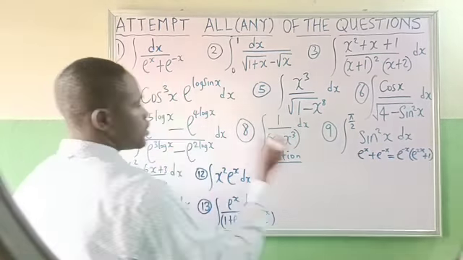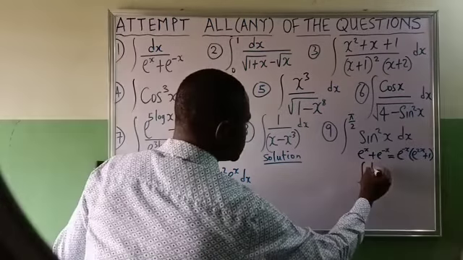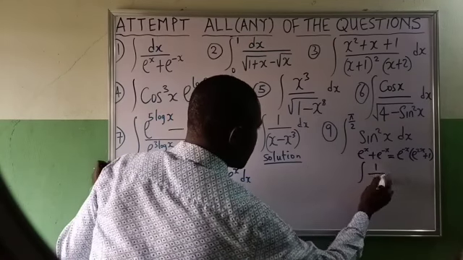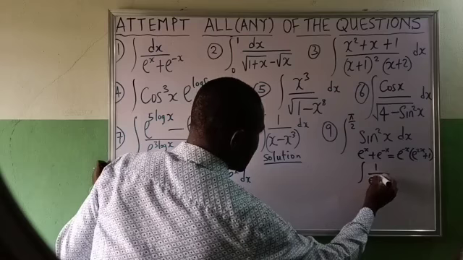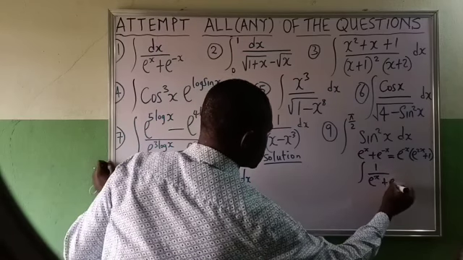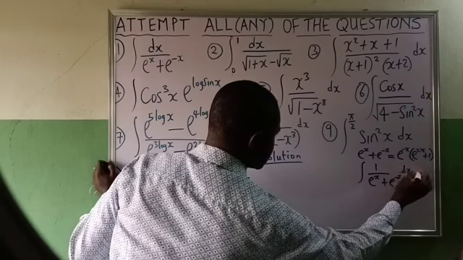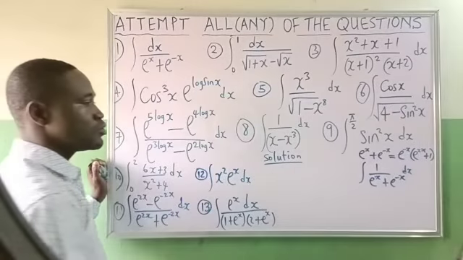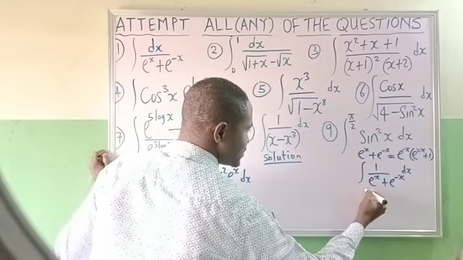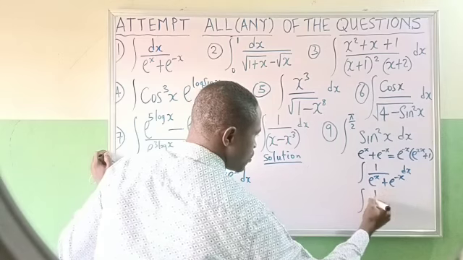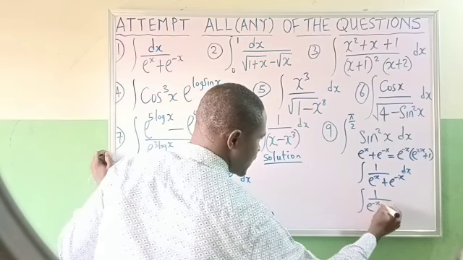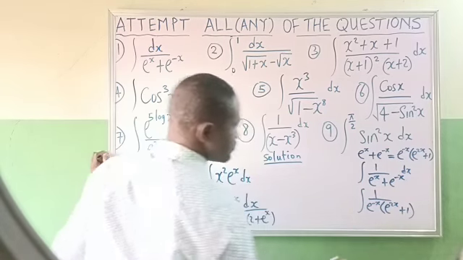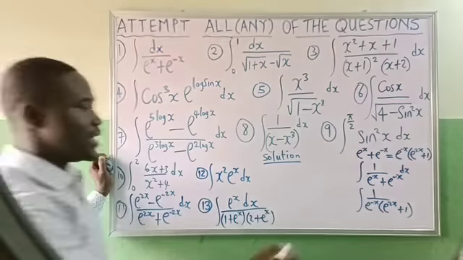Now come to the question, integrate dx. This simply means integrate 1 over e^x plus e^(-x) dx. They are the same. Now we use the factorized answer and say it means integrate 1 over e^(-x) bracket e^(2x) plus 1, dx.